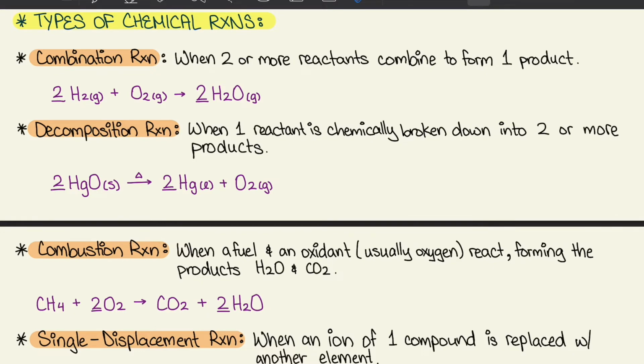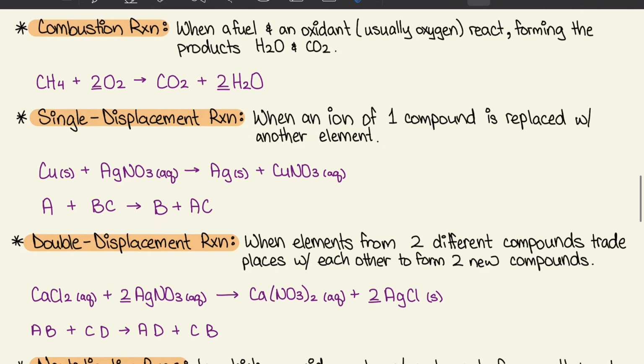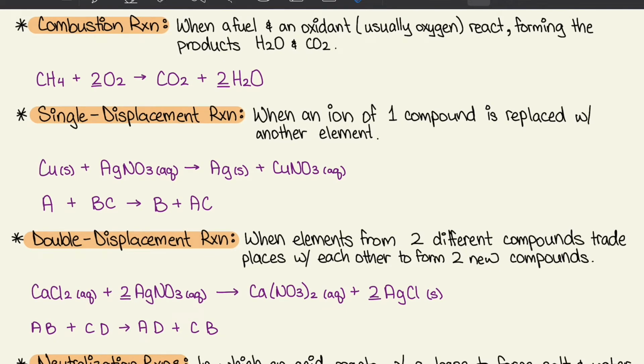Then the next one we have is combustion reaction, and that's when a fuel and an oxidant, usually oxygen, will react, forming the products H2O and CO2. So the key thing here to look out for are the products. So we have to look for CO2 and H2O, and for the reactants, we'll have to look for the oxygen that's going to ignite the fuel and keep it burning. And the fuel here is CH4. However, it can be any carbon-hydrogen molecule, because carbon and hydrogen are the most common fuel molecules in combustion reactions.